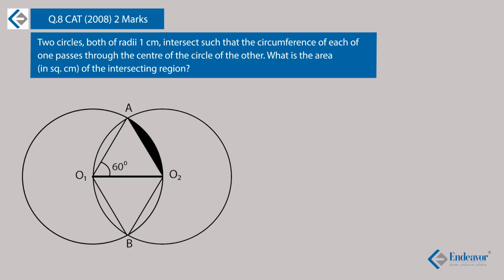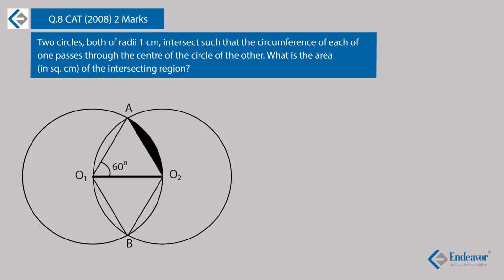Now, once again, looking at the question, the figure is not given, so I have to draw a clear big figure: two circles intersecting each other in such a way that the circumference of one passes through the center of the other circle, which clearly indicates that both circles, as shown in the figure drawn by me, with the centers O1 and O2, will be intersecting each other, and the length of O1 O2, because of the same reason, will be equal to 1. I need to find out the region A, O1, B and O2.